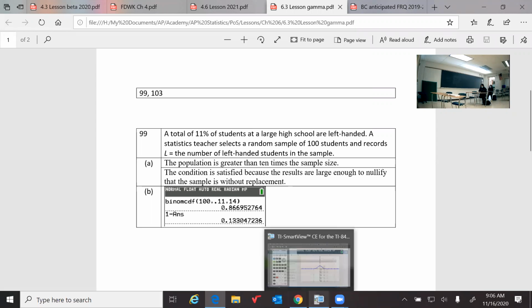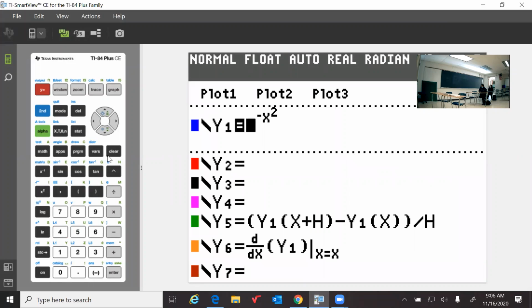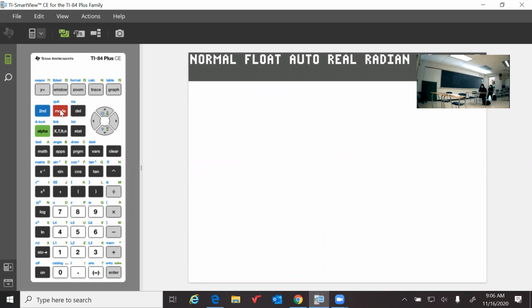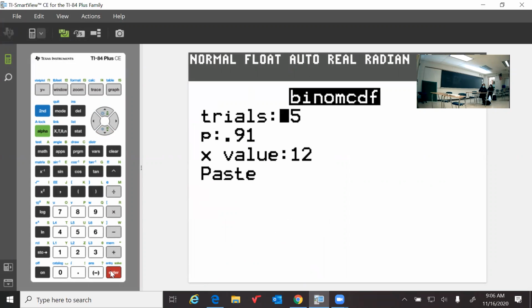We're going to get the same answer. If I go here, second distribution, binomial. Now, careful, you want cumulative, not CDF. So we click on this. What are we doing? We have 100 trials. The probability for success is 0.11.